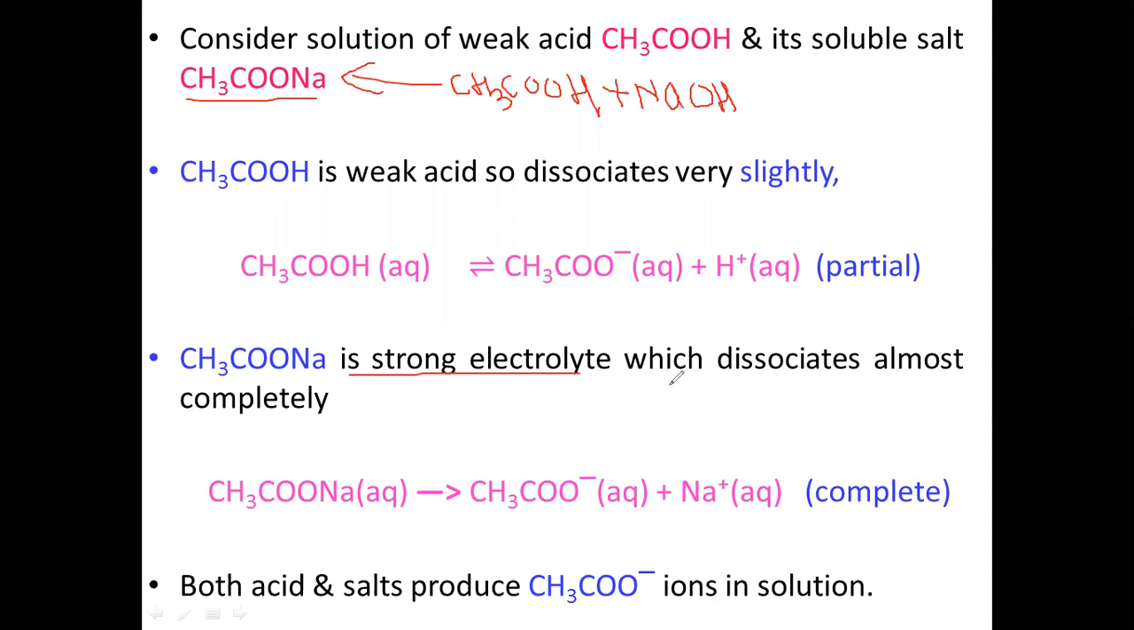Up to 99% it dissociates completely. So sodium acetate is a strong electrolyte which dissociates almost completely in aqueous media. See the reaction: sodium acetate dissociates and is converted into acetate anion and Na plus ion. So this is the partial dissociation, and in the second case complete dissociation takes place. In the first case this is a weak acid, so it dissociates partially. In the second case it dissociates completely, because of strong electrolyte, in the same chamber.